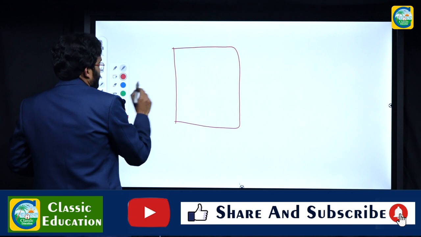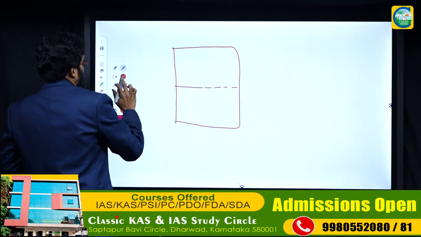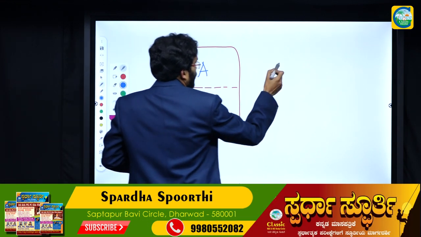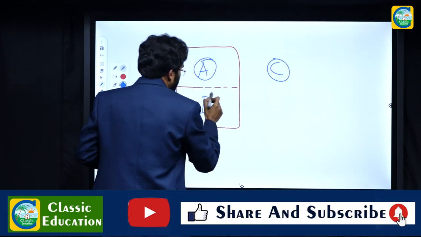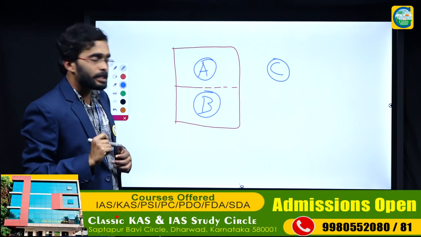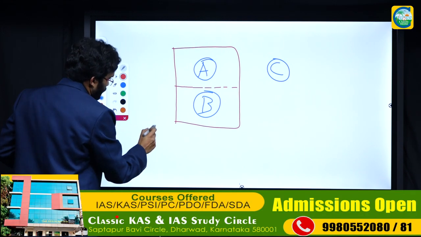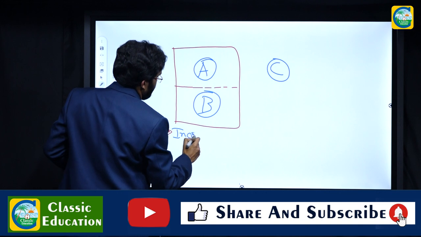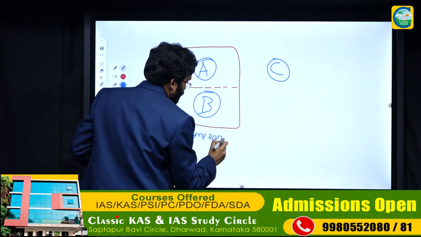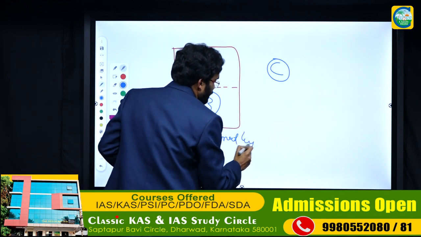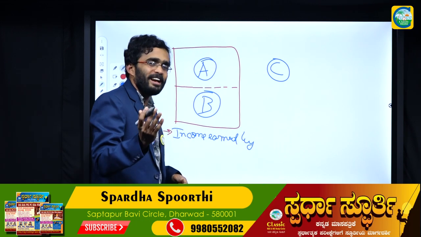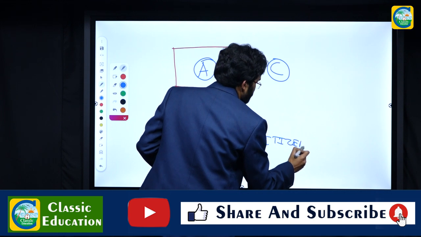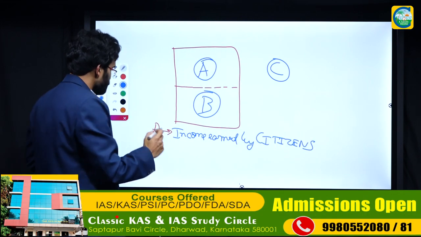Let us take this example. Let us draw a table and take some alphabets. This is A, this is B, and this is C. Now, you might ask me, why are we learning alphabets in an economics session? I will tell you right now. What is A? A is the income earned by Indian citizens or nationals, by citizens of a country.